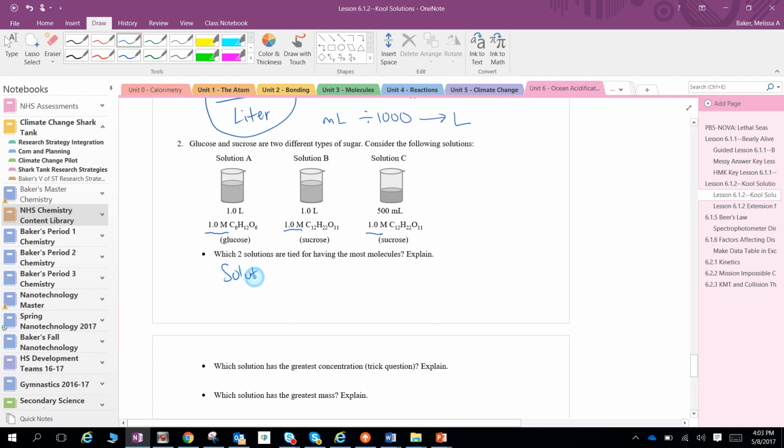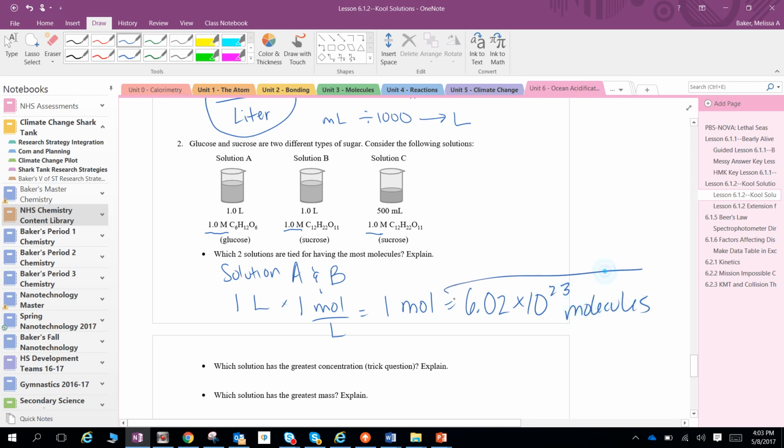Well, solution A and B both have 1 liter of 1 mole per liter. That means they both have 1 mole, which is 6.02 times 10 to the 23rd molecules. So solution A and B both have 6.02 times 10 to the 23rd molecules. Solution C only has half a liter of that 1 mole per liter. So that means it has half as many molecules.